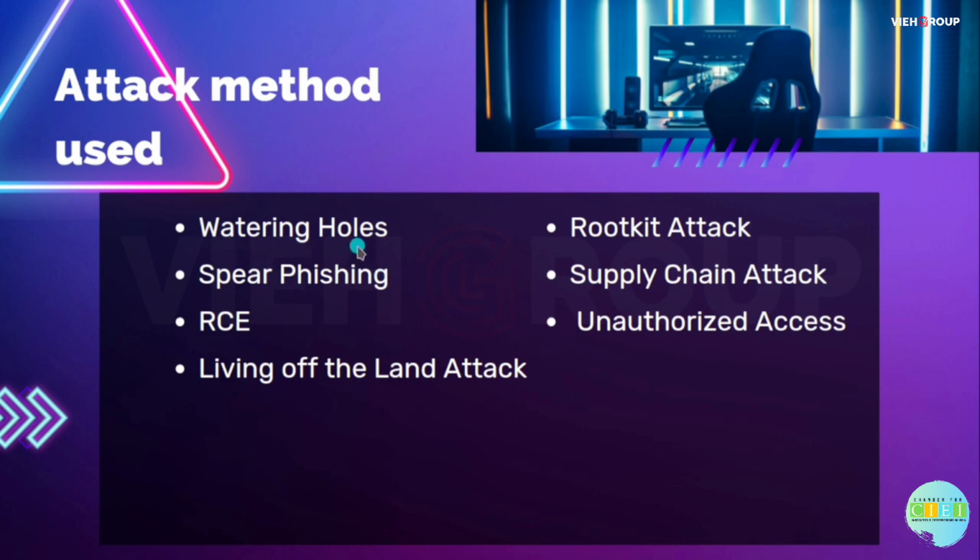They are famous for water holing attacks, spear phishing, remote code execution, living off the land attacks, rootkit attacks, supply chain attacks, and unauthorized access. So these are a couple of attacks involved in the APT27 hacking campaign.